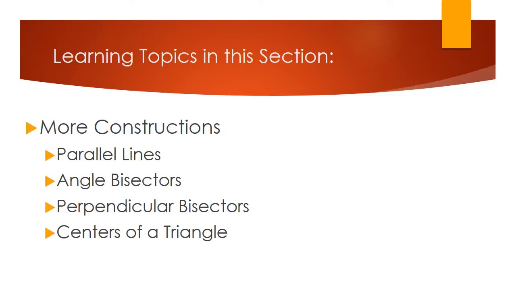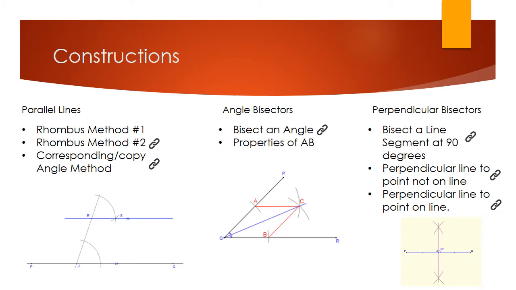Today's learning topics will include the construction of parallel lines, angle bisectors, perpendicular bisectors, and centers of a triangle. Now, we have looked at angle bisectors, perpendicular bisectors, and centers of a triangle, but we really haven't done that in-depth of a study on them. And so we're going to take a little bit of extra time in this section to do so.